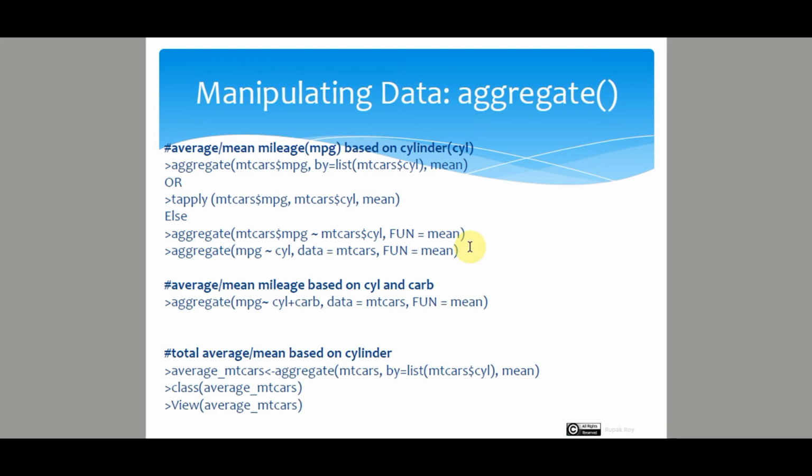If we want the average of mpg, mileage, based on 2 variables, cyl, cylinder, and carb, carburetor, then simply add the second variable after the cylinder cyl using a plus sign. And if we want the total average based on cylinders, then only use mtcars, the data set itself, and display by list.